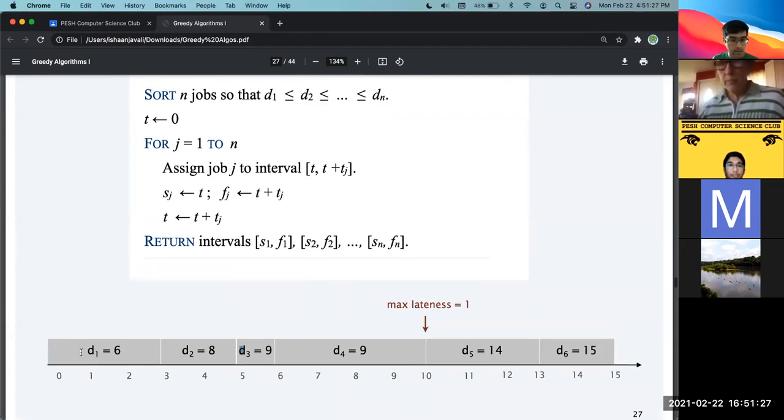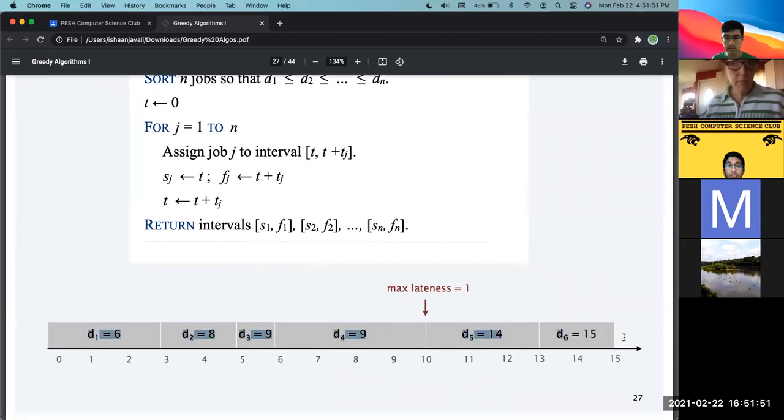So in this example, we can see that job 1 is due at time 6, so we're going to do it first, and then we're going to do job 2, which is due at time 8, and then 3, and then 4, and then 5, and 6. And with this assortment, the maximum lateness is going to be 1 because this job was due at time 9, but we finished it at time 10. So 10 minus 9 is 1.